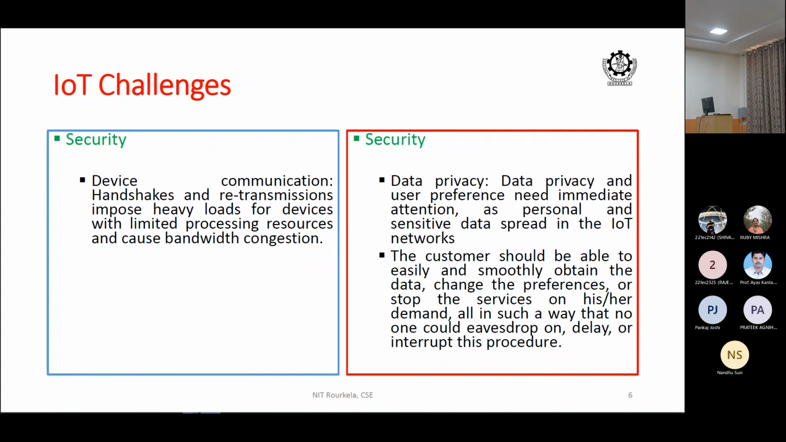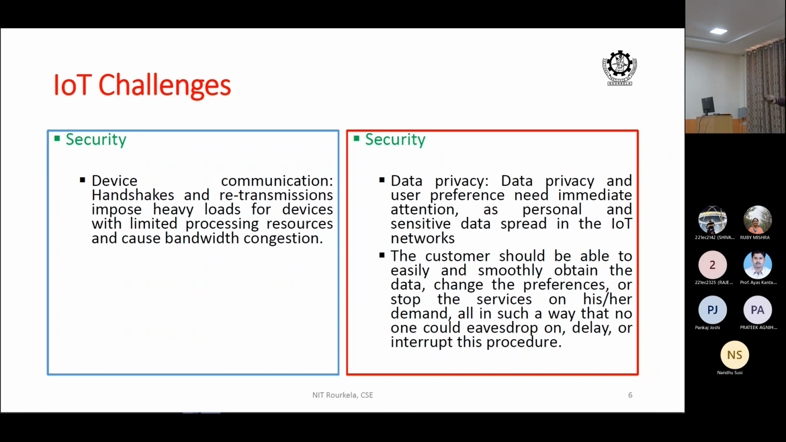So how do you protect your data? So there comes data privacy. Data privacy and user preference, it's not only about the data. A user wants to have his own device. Suppose I am a customer for IoT infrastructure. I can request the IoT service provider that I want to own a particular device, and I want to set my configuration on the device. How do you do that? So this is again a challenge. Owning your own device or setting your own configuration is itself a challenge.